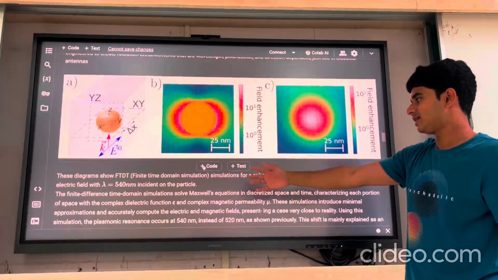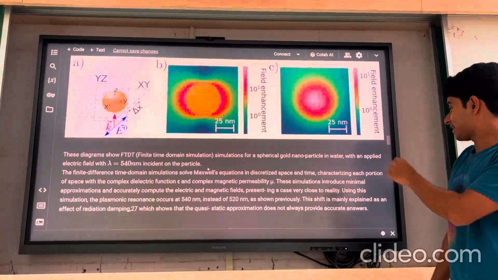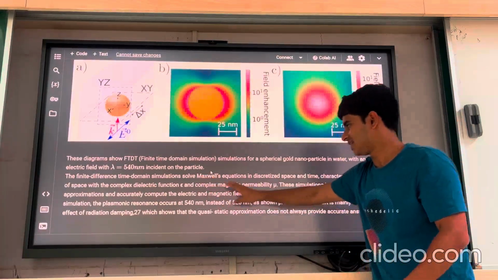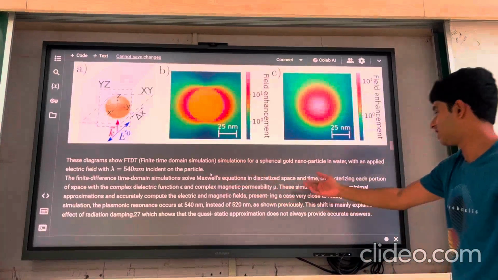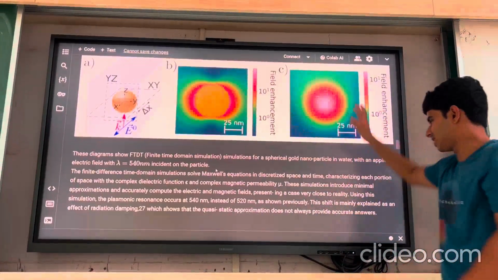The finite time domain simulations solve Maxwell's equations in discretized space and time, characterizing each portion of space with the complex dielectric function as well as magnetic permeability, because Maxwell's equations also mean you solve the magnetic field. These simulations introduce minimal approximations and are hence like the gold standard, they're accurate.